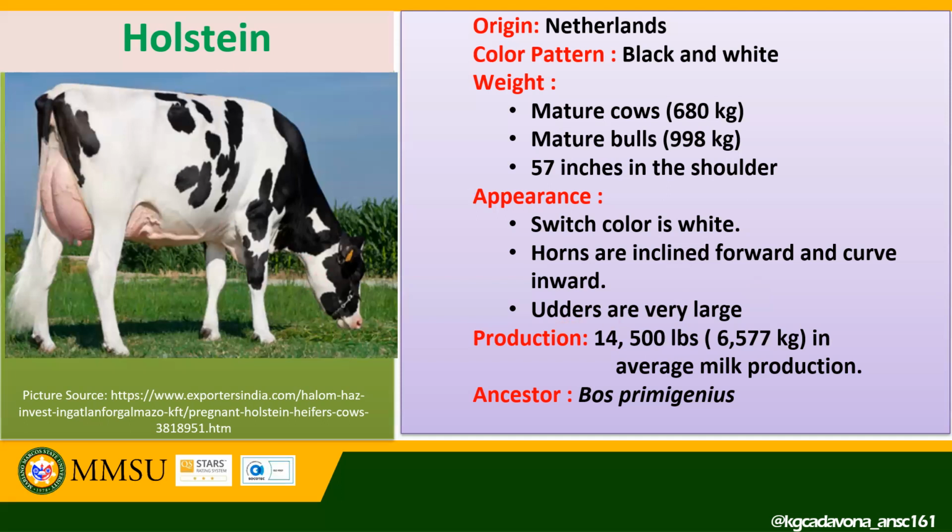And they do have very large udders kaya sila tinatawag na that they produce the greatest volume of milk among all the dairy breeds kasi in average milk production, Holstein cows usually produce 14,500 pounds or 6,577 kilograms. Then for its ancestor, most present-day Holstein trace their ancestry to Bos primigenus.